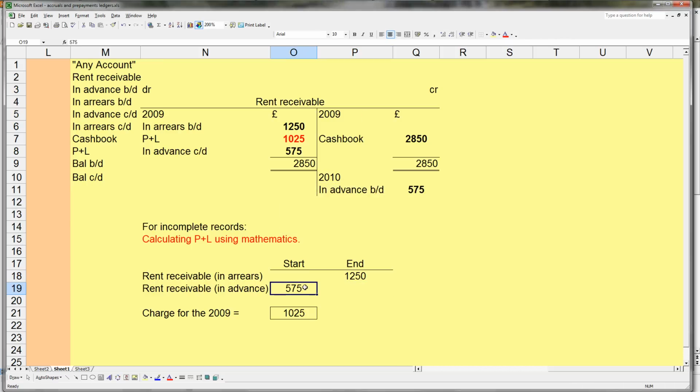And if you've never seen this before, in terms of in arrears BD or in advanced CD, you don't have to use that. You can just use BAL BD, BAL CD, but it is incredibly useful and powerful if you do use the language when you're learning it, so then you become so fluent at doing it that you know BD on the debit side for income means in arrears, and so on and so forth.